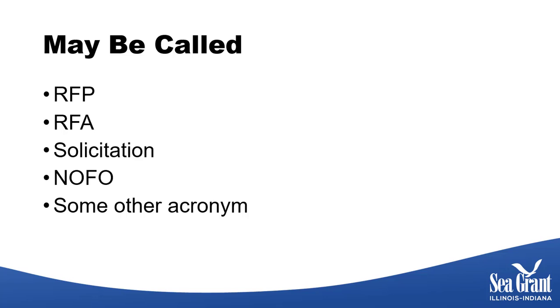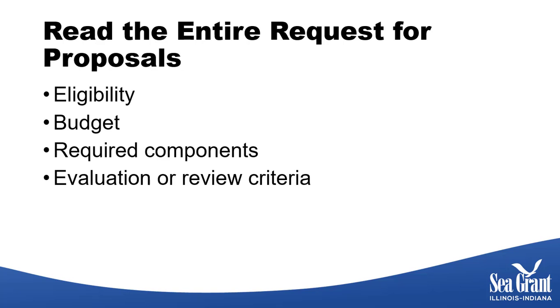But the main point is that it is a document that outlines rules you should follow to compete for some funds. When you are thinking of applying to a competition, it is important to read the entire request for proposals carefully. Key sections to review include the eligibility section, the budget section, the required components, and the review criteria.